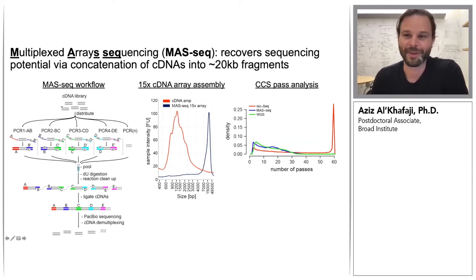So you have your parent cDNA library, of which you'll distribute into n number of parallel PCR reactions, where n is the number of cDNAs you would like to put into your array. The reactions are identical, except for the adapters that are added on via primers and amplification. So what you'll see here is this alphabetical overlapping sequence where we have adapters A and B added in PCR1. And for PCR2, we have B and C, C and D, D and E, so on and so forth.